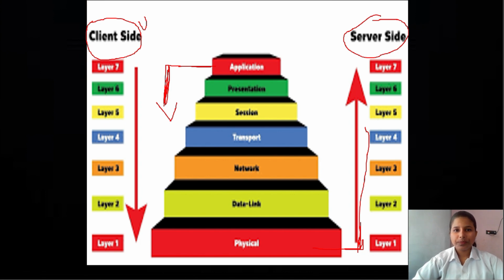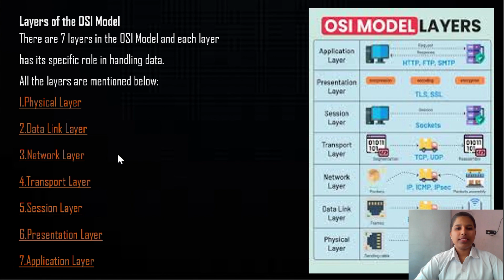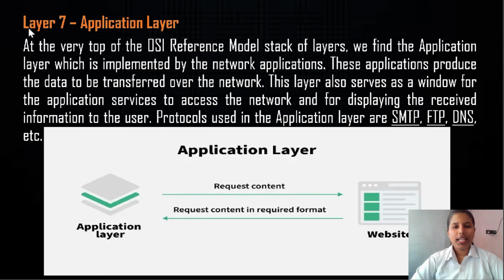So these are the seven layers of the OSI model, and each has its own specification. They are the physical layer, data link layer, network layer, transport layer, session layer, presentation layer, and application layer. It is easy to start from the application layer, the user area, which we can understand first and fastest. That is layer 7, the application layer.